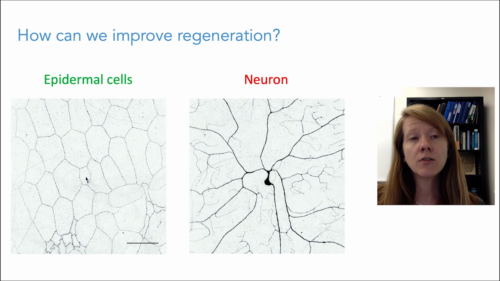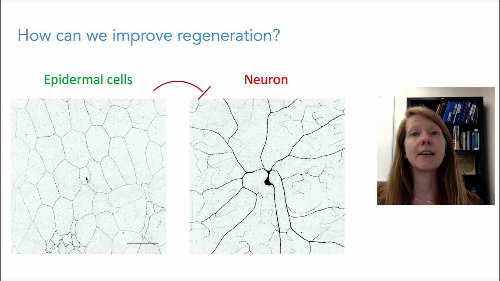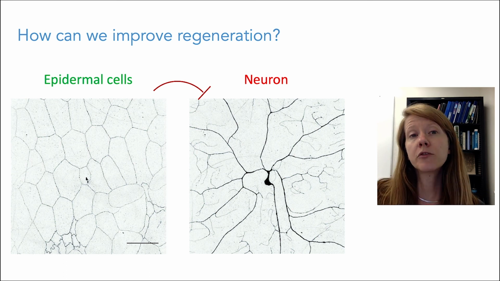It's known that the epidermal cells communicate to the neuron, signal to the neuron to decrease or dampen dendrite outgrowth and development in later animals. So one of the things that we're interested in studying is, can we improve regeneration by getting rid of some of this inhibitory signaling that might be coming from the adjacent epidermal cells?